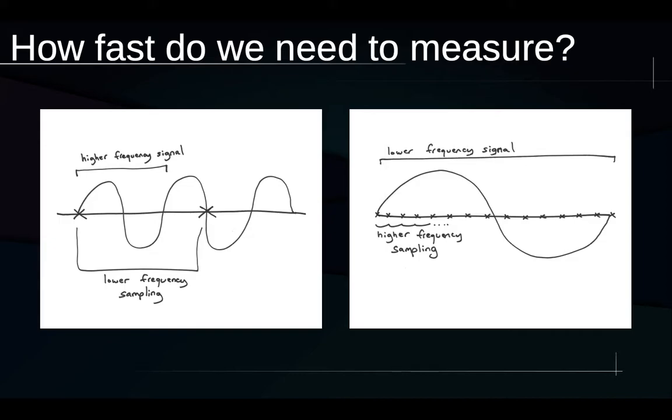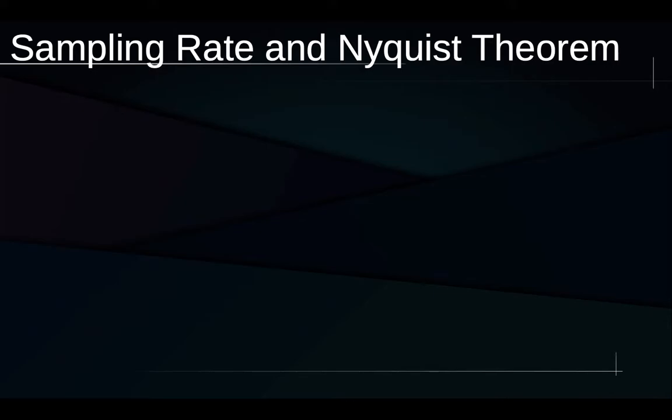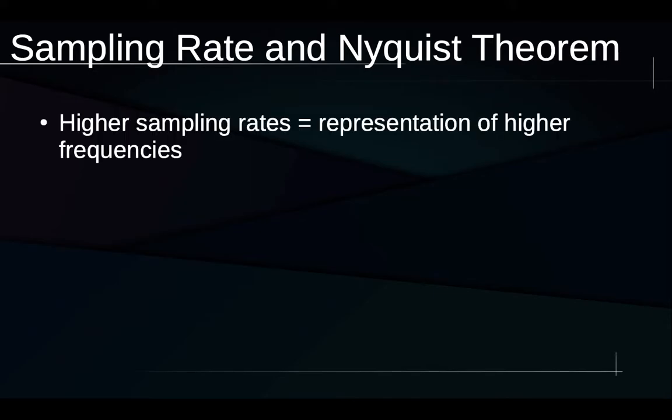So we've arrived here at a basic answer to this question of how fast we need to measure. Clearly we need to measure at a somewhat higher frequency than the highest frequency in what we are trying to record. There's a theorem about this, which gives us an even more precise answer to how fast we have to measure our audio signals for this all to work. And that theorem is called the Nyquist theorem.